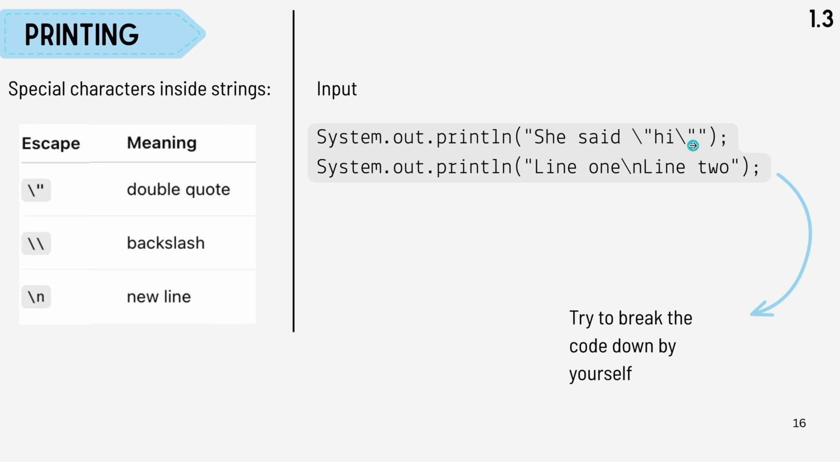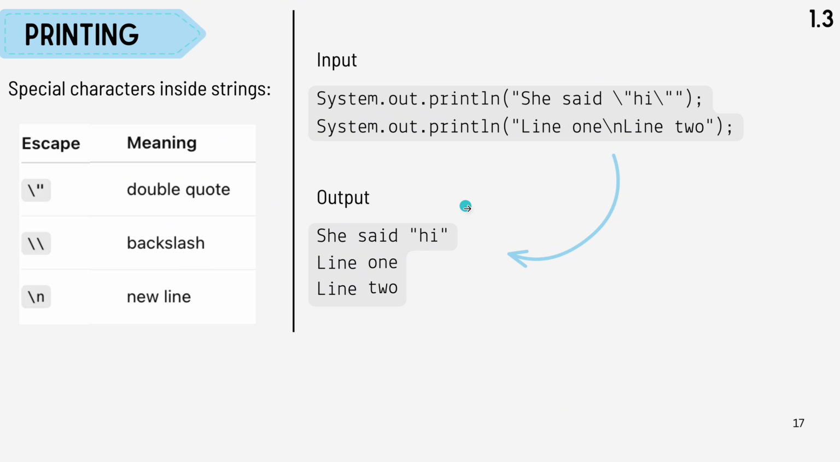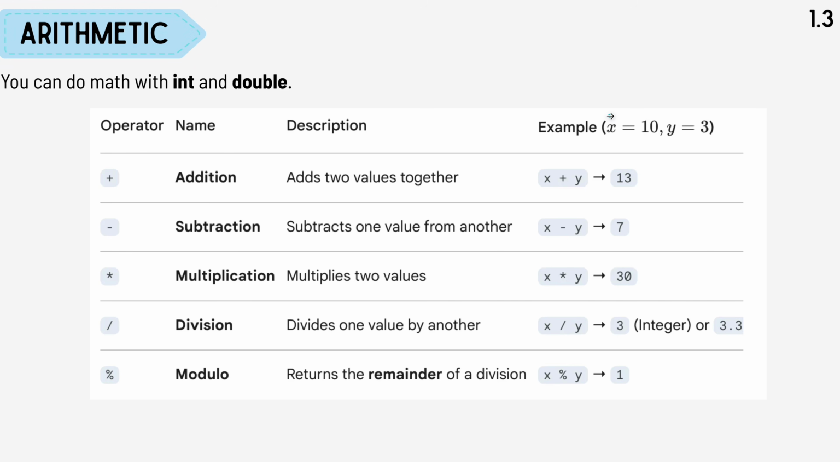So that's going to give me quotations in between hi over here, and then a backslash would be double slashes, and for a new line it's going to be \n. So if you try decoding this by yourself, like I said right now, it's going to come out with quotations, and we have a new line right after this function over here.